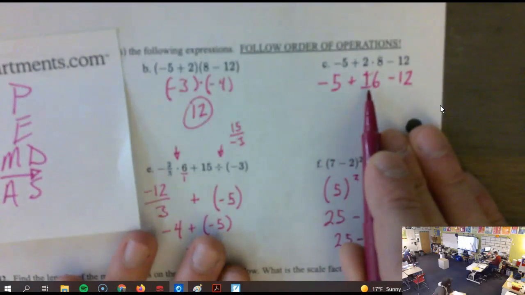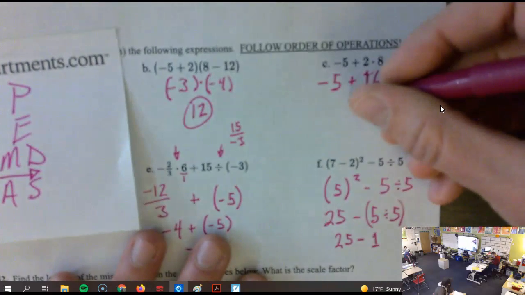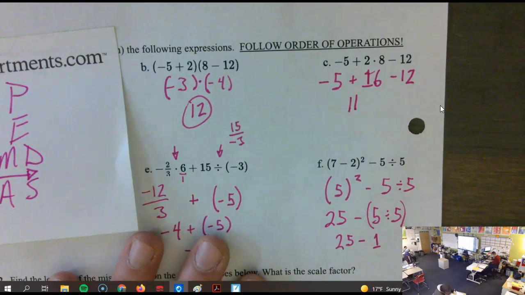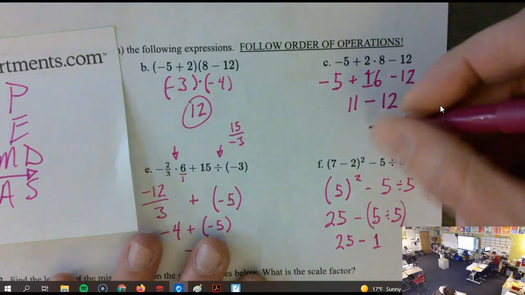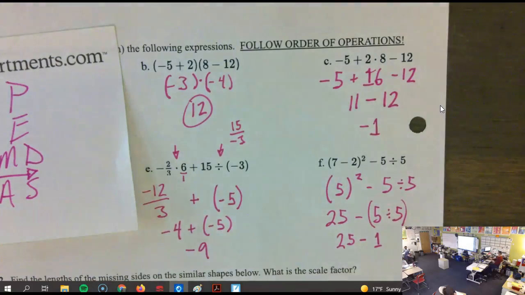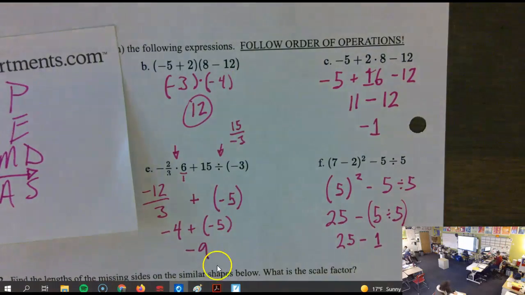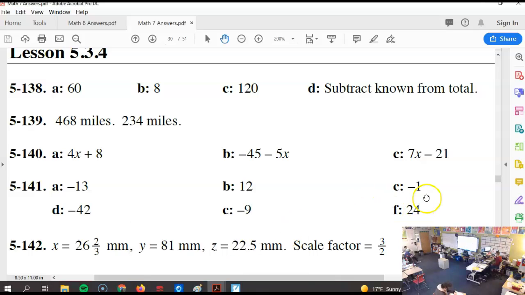So I need to do -5 plus 16 first. That gets me +11. Minus 12 gets to -1. Does that make sense now? I think that's the answer at least. Yep, -1.